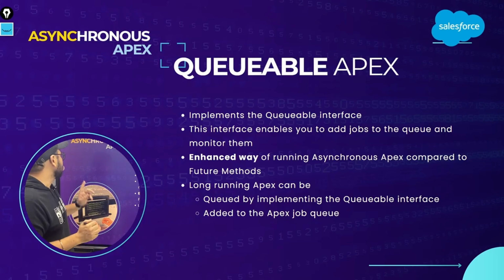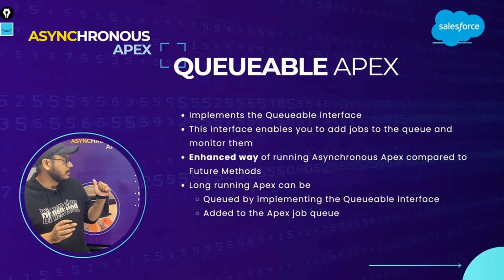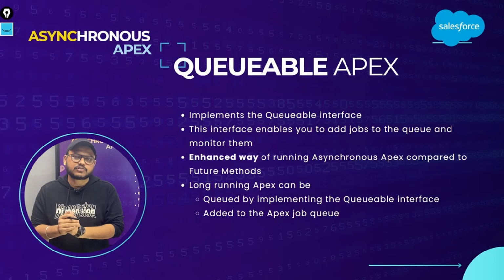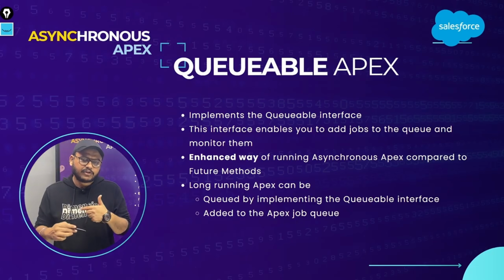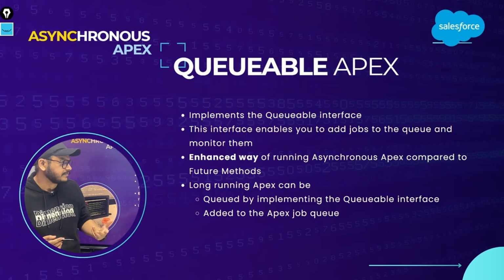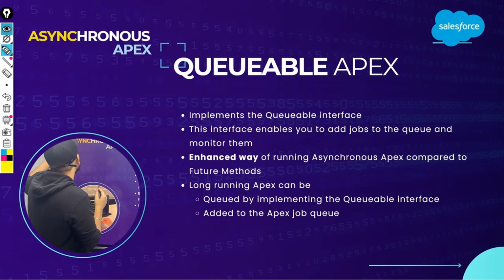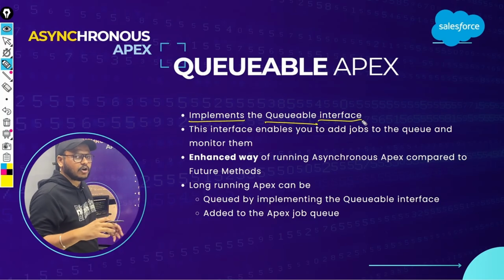Right? So how does this work? Queueable Apex actually works with an interface which is called the Queueable interface. So already we have an interface called Queueable interface. When you're writing a Queueable Apex, you use that interface. So you implement that Queueable interface for your Queueable Apex.